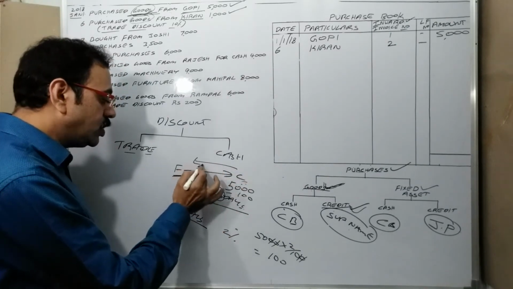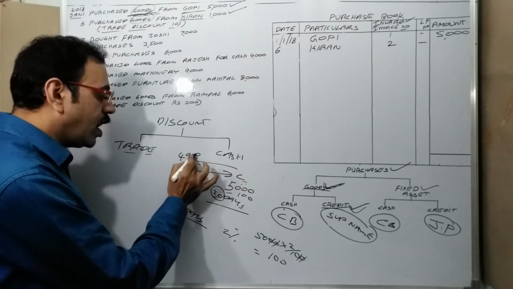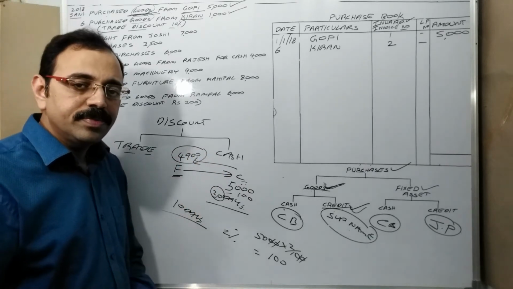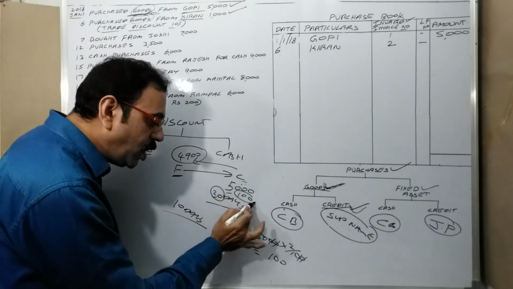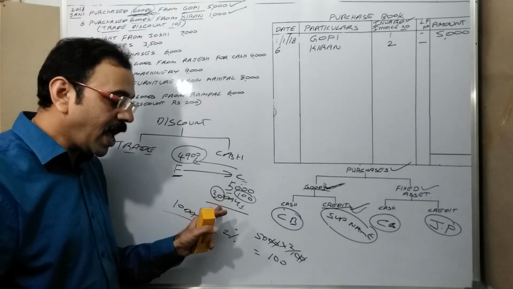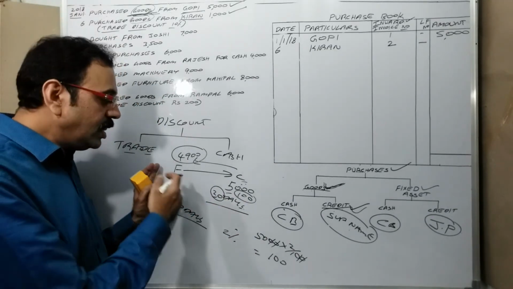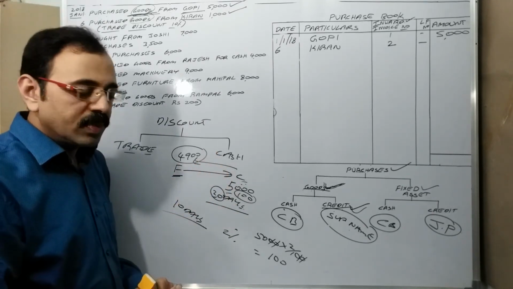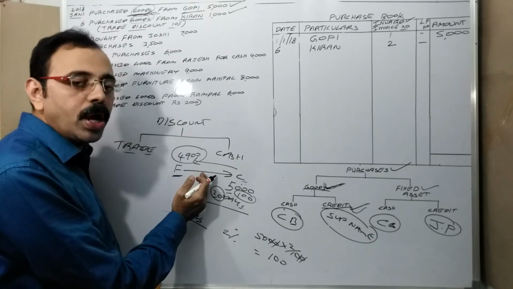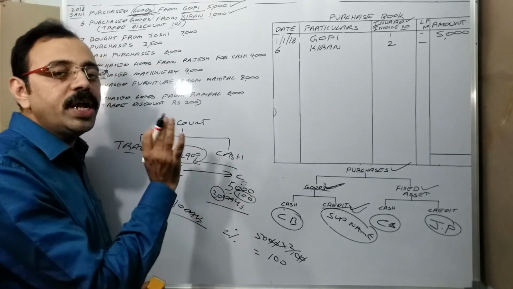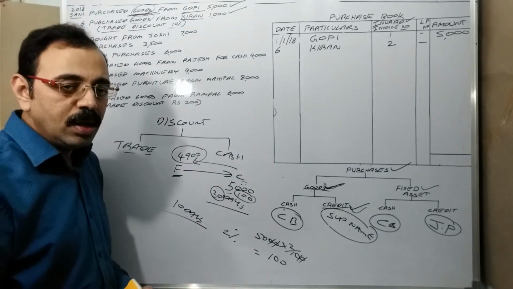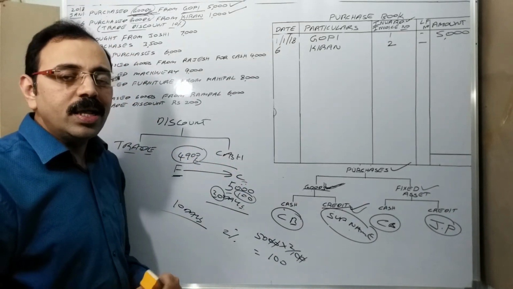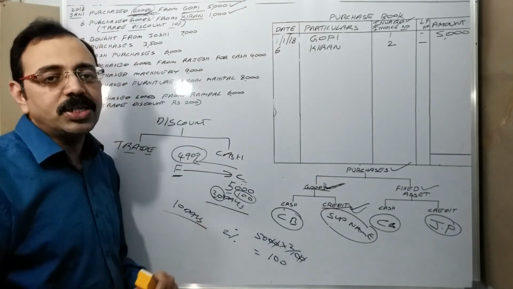If he pays 4,900 rupees, then his account will be settled. Then this 100 rupees. So what is meant by cash discount? In the event of settlement of debts, if a debtor pays the due amount before the due date of the transaction, then when the creditor allows some discount to the debtor, that discount is known as cash discount.